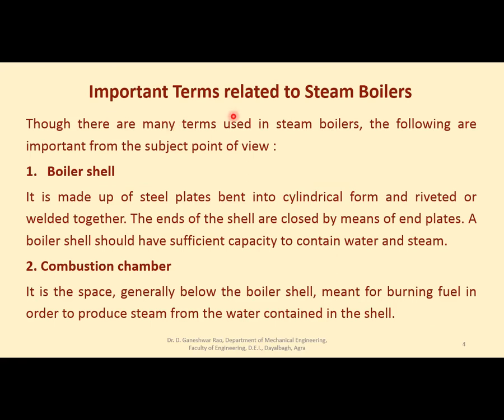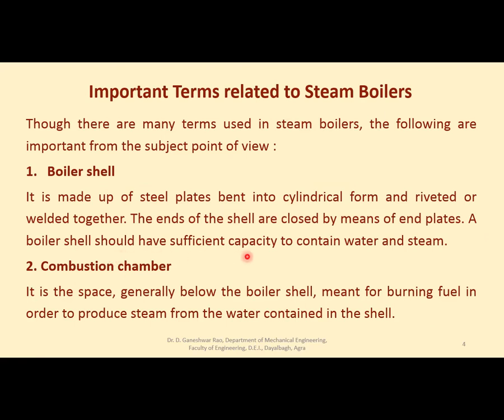Now, let us discuss some important terms related to steam boilers. Number 1, boiler shell. It is made up of steel plates bent into cylindrical form and riveted or welded together. The ends of the shell are closed by means of end plates. So this forms a boiler shell.